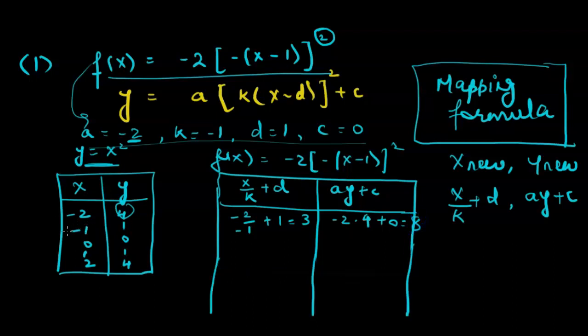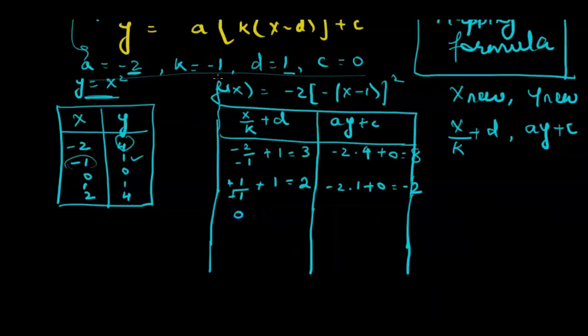The next x value is negative 1. So now we're working on negative 1. K is still the same, negative 1. So negative 1 divided by negative 1, d is 1, the negatives cancel, 1 plus 1 is 2. A is negative 2 times y is 1. So that is negative 2 times 1 is negative 2 plus 0 gives you a negative 2.